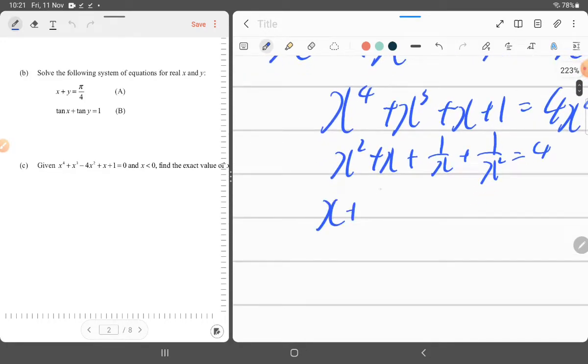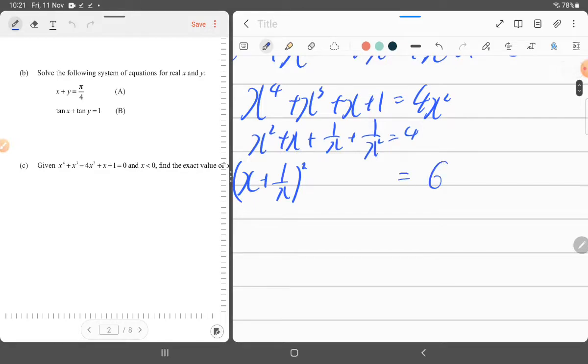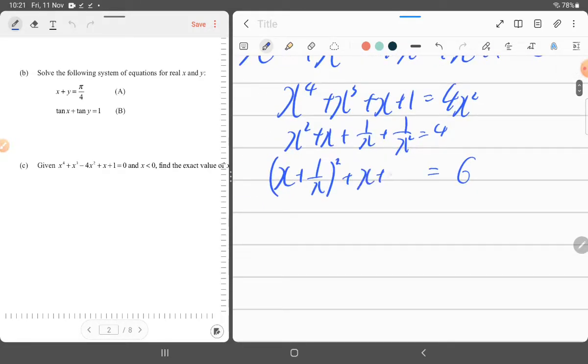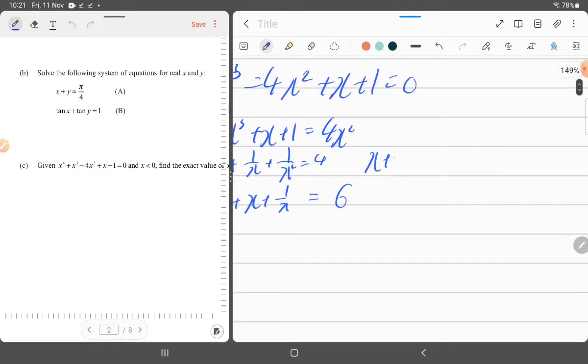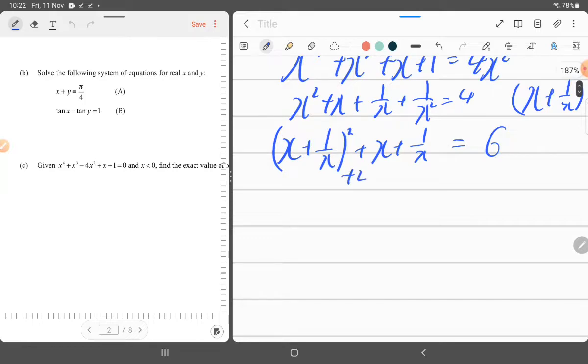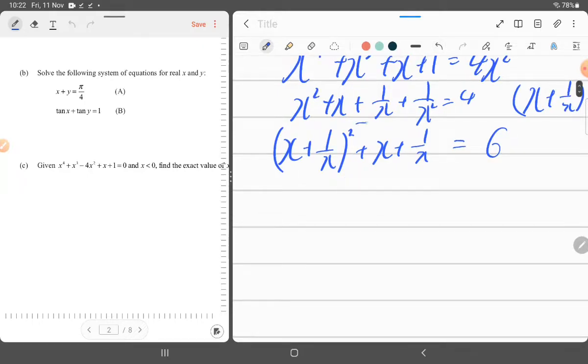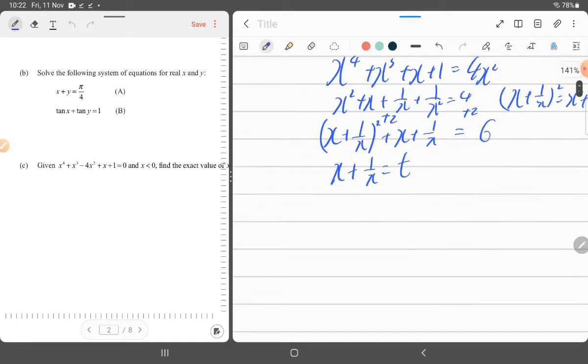Then we can group it into x plus 1 over x. To create this, we had to add 2 on both sides, because x plus 1 over x all squared is equal to x squared plus 2 plus 1 over x squared. So we add 2 onto this side and add 2 onto the other side, which creates this. You can just make the substitution t equals x plus 1 over x, so t squared plus t minus 6 is equal to 0.